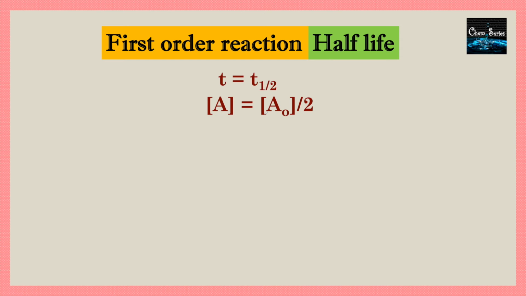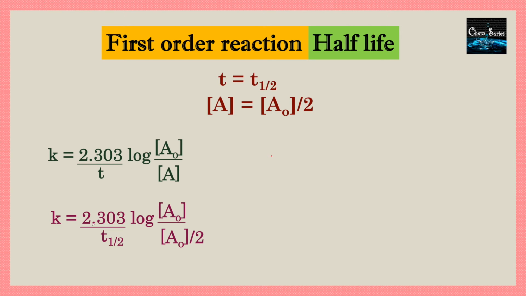Okay. For calculating its half-life, let's substitute t by T-half and the concentration of the reactant A by A naught by 2. Why A naught by 2? Because A naught by 2 is half of the initial concentration of the reactant, right? That's why. Take this final rate constant equation. In this, when we substitute, we get k is equal to 2.303 divided by T half log A naught by A naught by 2. Instead of A, we are substituting A naught by 2.